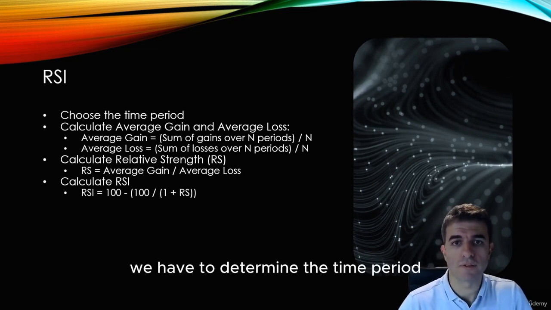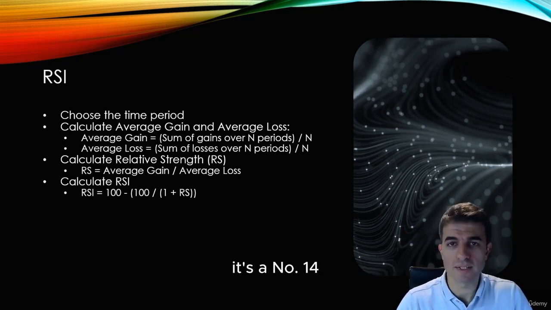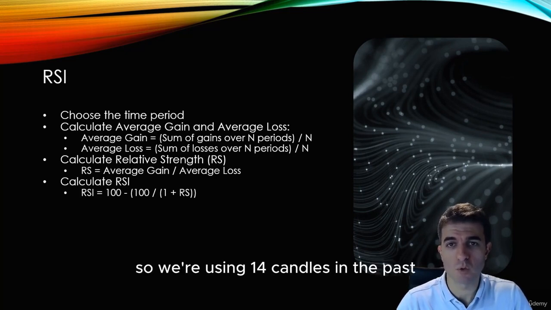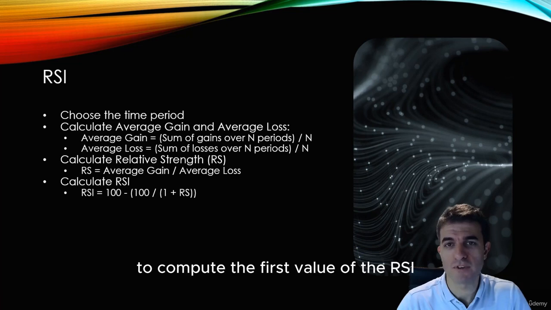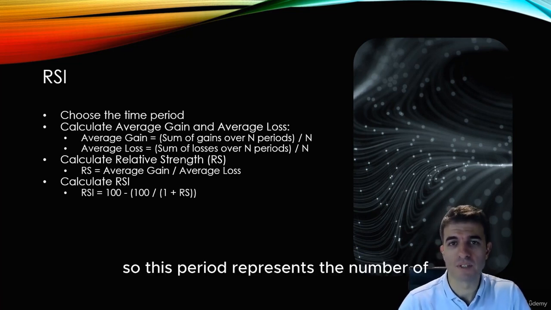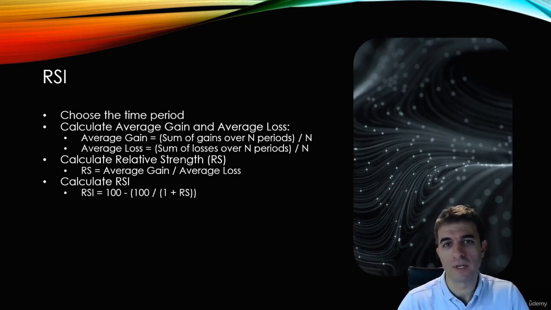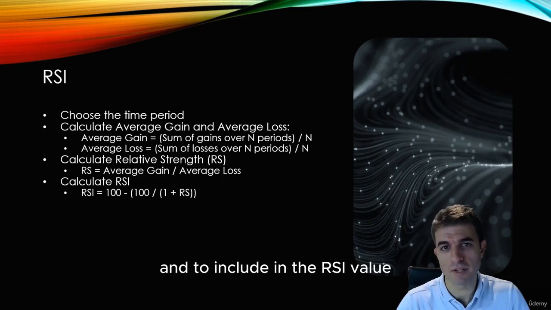First of all, we have to determine the time period, choose a specific time period. Usually by default, it's the number 14. So we're using 14 candles in the past to compute the first value of the RSI, or the current value of the RSI. This period represents the number of historical price points you will want to include in the RSI value.